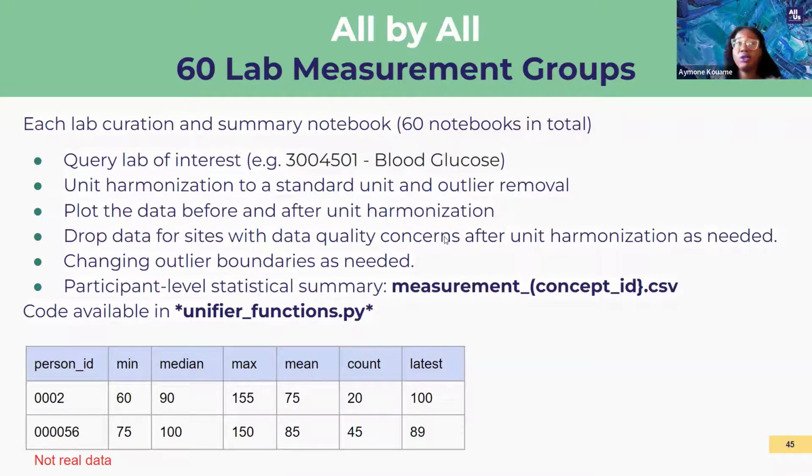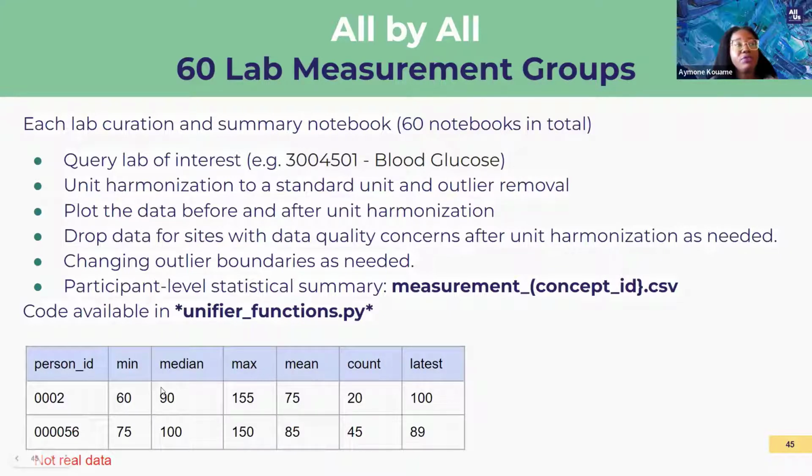There are also some statistical plots there that can help you figure out how to make these decisions. And then you have a function there to help you drop certain sites if you need to. You can also play with the outlier boundaries as needed and then remove more.